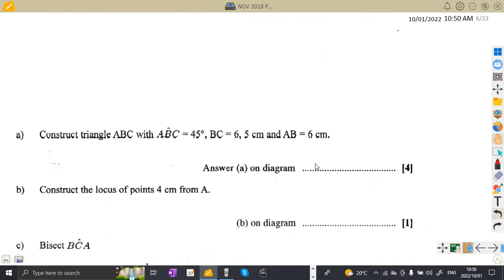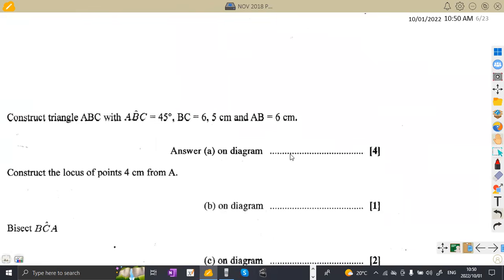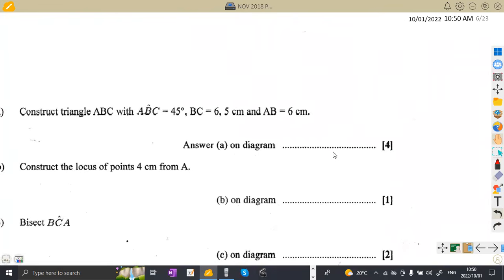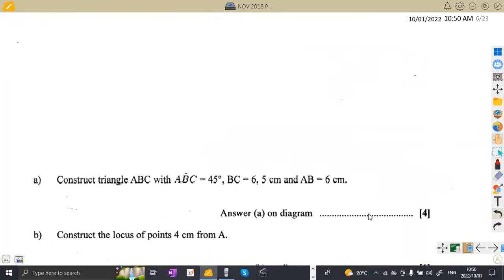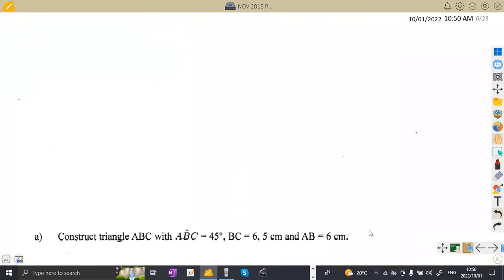Construct triangle ABC with angle ABC 45. All right, so we need a sketch here, guys, so that we can do our construction. Okay, we can just do our sketch here. It's A, B, C, and we've got an angle 45 degrees at B. This one is just a triangle, guys. This is a sketch. Take note the angle has to be at the base of B. So I'm going to have my B here is 45 degrees.